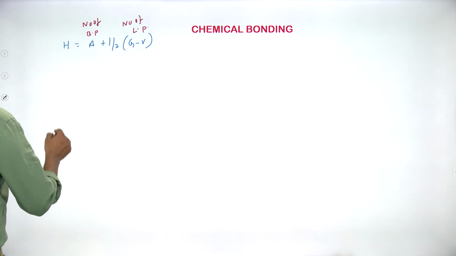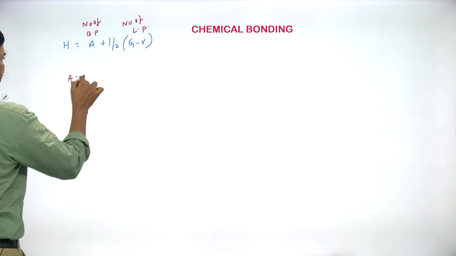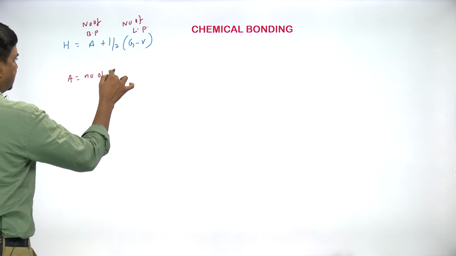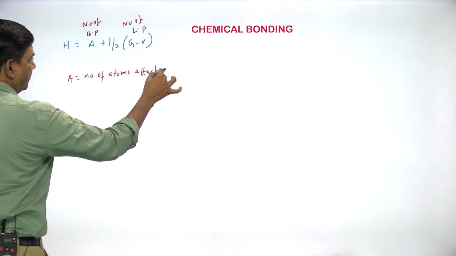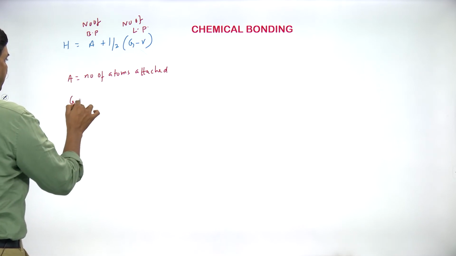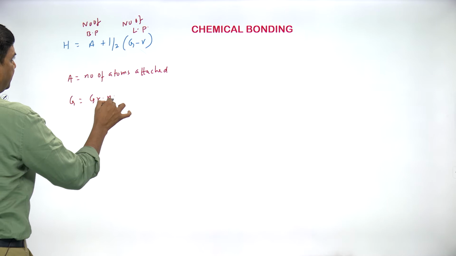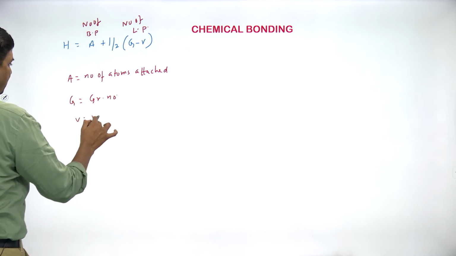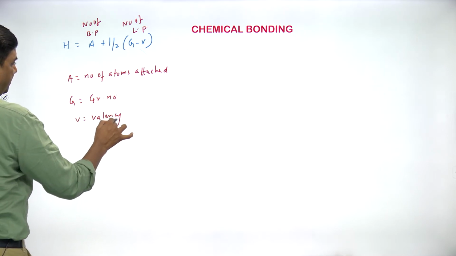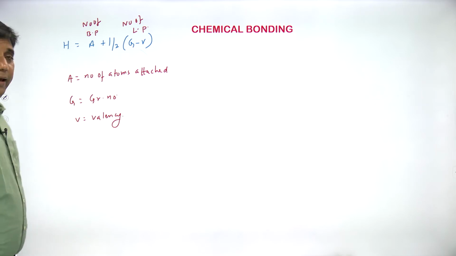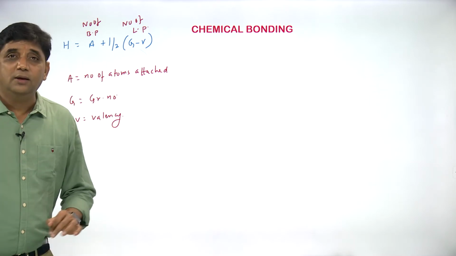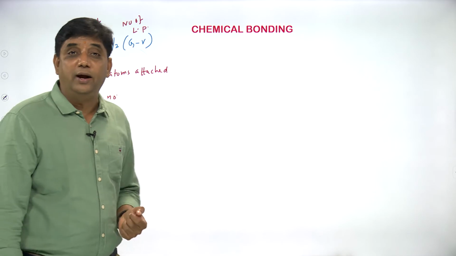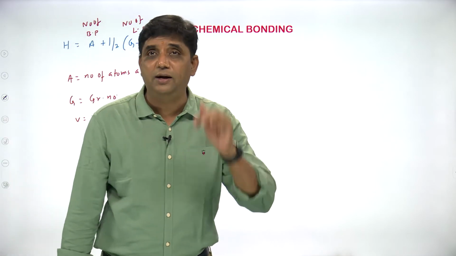A is the number of atoms attached, G is equal to group number, V is equal to valency. This is the formula, and based on it we can find out the hybridization of different compounds.